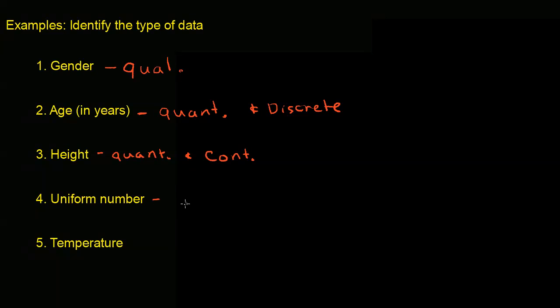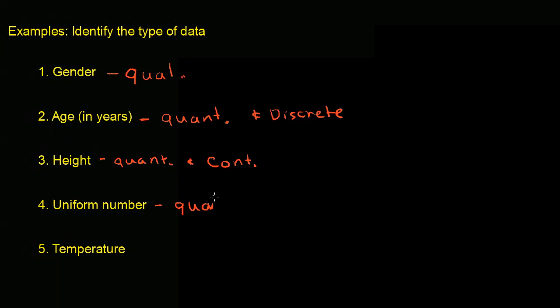Moving on to uniform number. This is numeric data, which makes you want to think it's quantitative. But hold on, can it be ranked? Is someone who is number 1 better than someone who is number 10 on the field? Not necessarily. Your uniform number is usually just your favorite number or a number that was assigned to you by your coach. It has nothing to do with your ability to play. So this is a qualitative type of data, and once you've determined it's qualitative, there's no further breakdown from there.